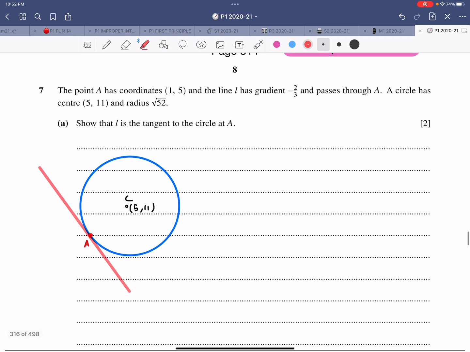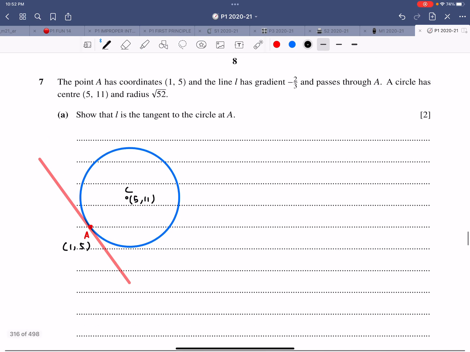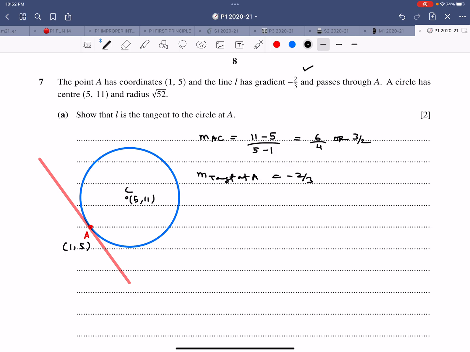So now it says show that L is the tangent to the circle at A, and it's only for 2 marks. So I have the coordinates of A. A is (1, 5). And the gradient of AC is (11 minus 5) over (5 minus 1). 11 minus 5 is 6, 5 minus 1 is 4, that is 3 over 2. Therefore, gradient of tangent at A should be minus 2/3. That's what it says. And I think that basically proves it.